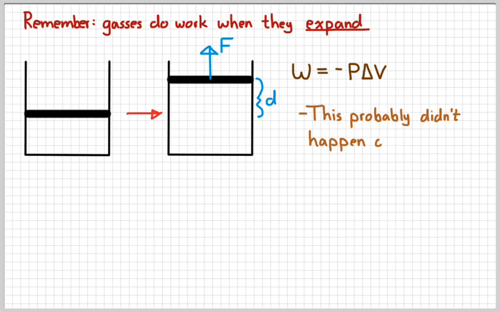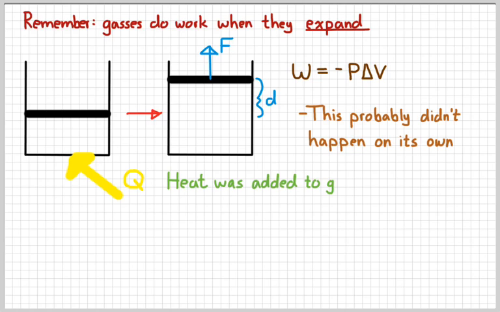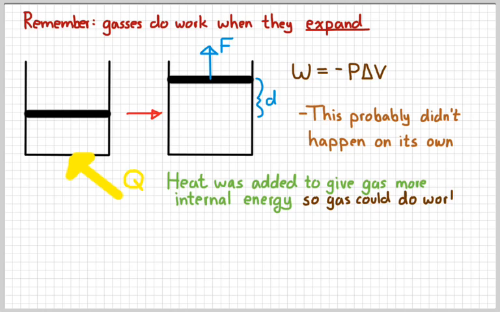Now, something expanding like that probably didn't happen on its own. What probably happened is that heat was added to it to give it more internal energy, which then allowed the gas to do work. Without that heat added, that process probably didn't happen. If it happened spontaneously, it's probably because heat was added earlier and we just prevented it from happening right away.